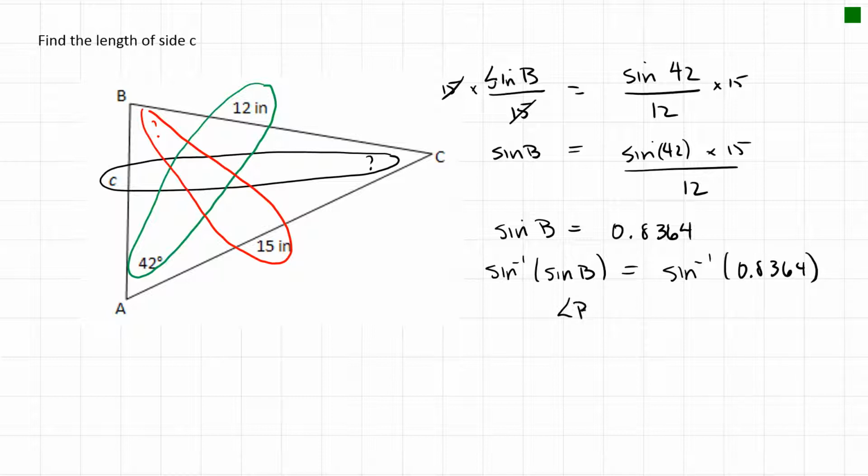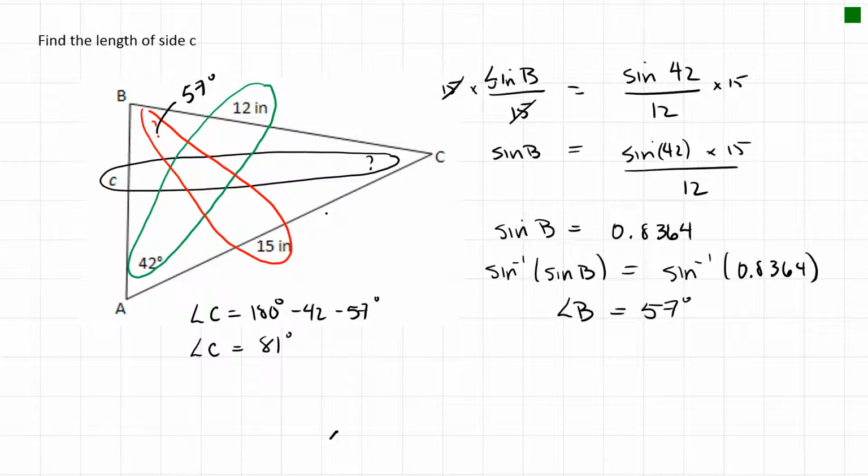And so I get angle B equals 57 degrees, approximately. I'm rounding to the nearest degree. So we now know that this is 57 degrees. And because we know that there are 180 degrees in a triangle, we can find angle C. It's 180 degrees minus 42 minus 57 degrees. So angle C is 81 degrees.